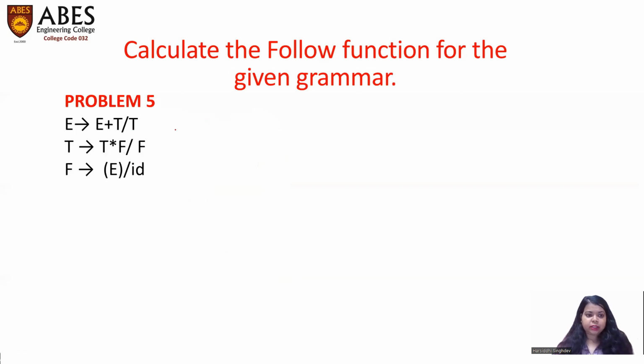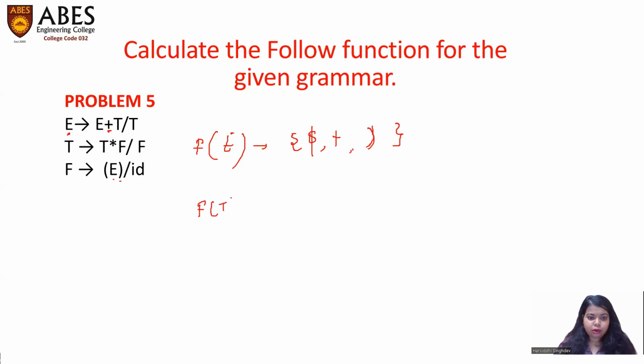Now this is the next example. Here E is our starting symbol. So we write follow of E. E is the starting symbol, so we contain first dollar. After E, what are we getting? Plus symbol. Plus is a terminal symbol, so we write plus. Now E is occurring here. After E, what are we getting? Closing parenthesis or closing bracket. Okay, this is the follow set of E.